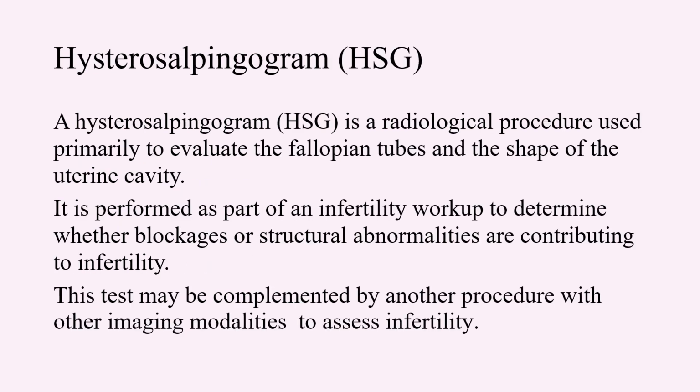So, a hysterosalpingogram, or an HSG, is a radiological procedure used primarily to evaluate the fallopian tubes and the shape of the uterine cavity. It is performed as part of an infertility workup to determine whether blockages or structural abnormalities are contributing to infertility. This test may be complemented by another procedure with other imaging modalities to further evaluate infertility.